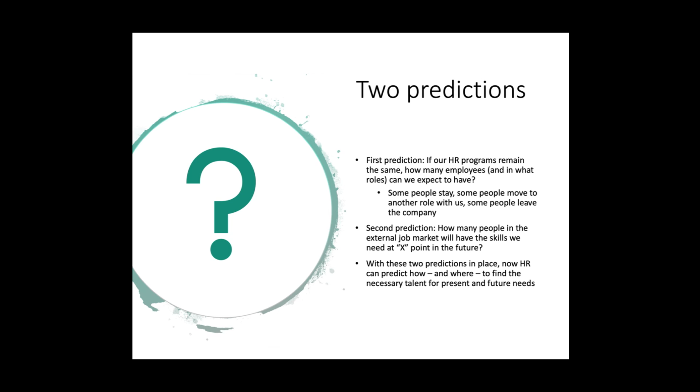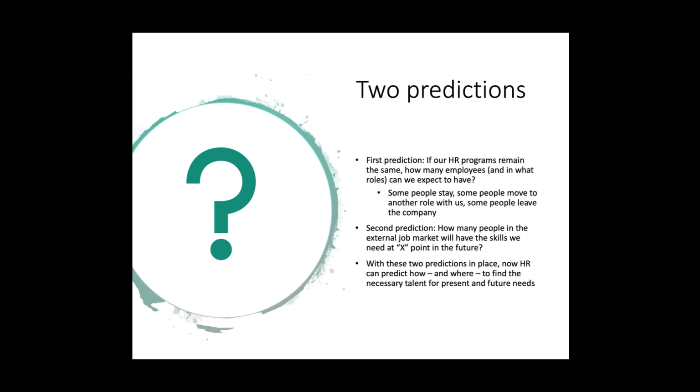That's your first prediction. Your second prediction is, based on all the quantitative and qualitative analysis, how many people in the external job market do we believe will have the skills we need at that point in the future when we need to meet these new organizational goals and objectives? And with these two predictions in place, now human resources can predict how and where to find the necessary talent for both present and future needs.